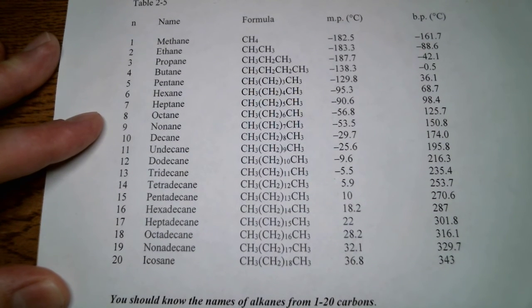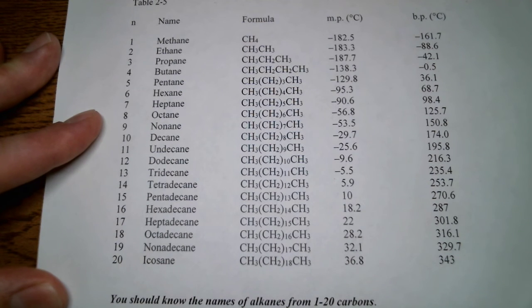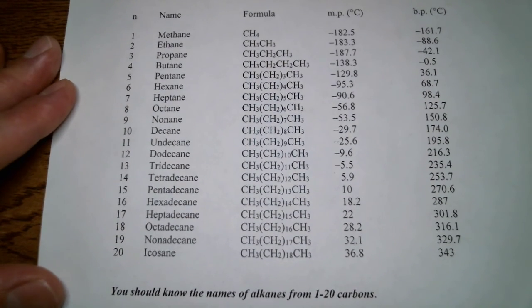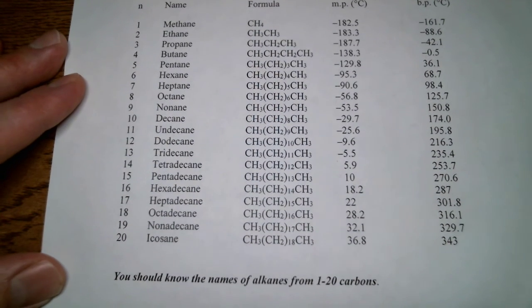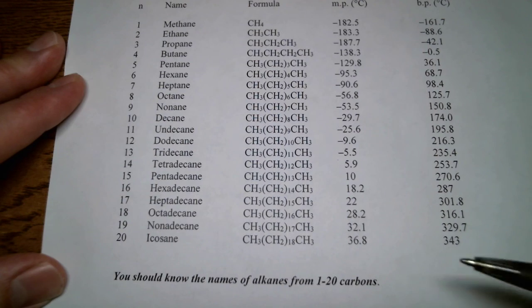And those hairs have a very high surface area. And those hairs form van der Waals forces with the wall or whatever it is they are climbing on. And those forces are strong enough to allow the little creature to defy gravity. So it's kind of interesting how nature uses van der Waals forces. At any rate, you should know the names of alkanes from 1 to 20 carbons.